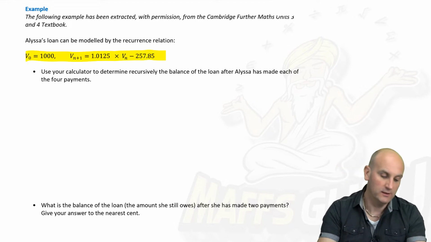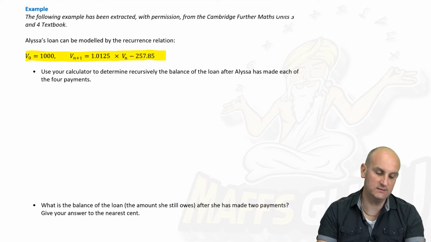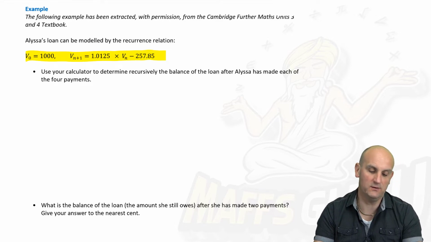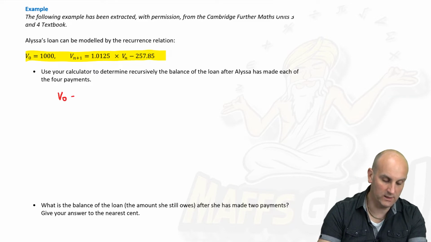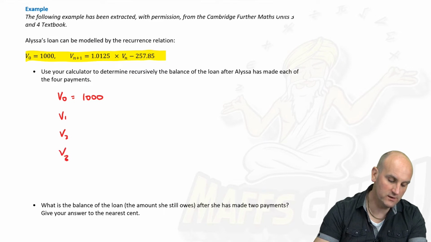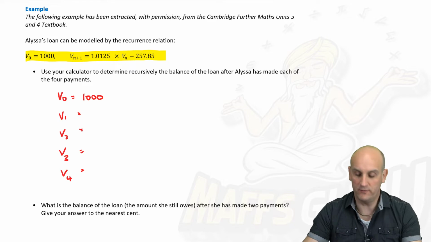Fist bump. Use your calculator to determine recursively the balance of the loan after Alyssa has made each of the 4 payments. So we've got V0, we know is 1,000. Then we have V1, V2, V3, and V4 because she's making 4 payments off of her loan.